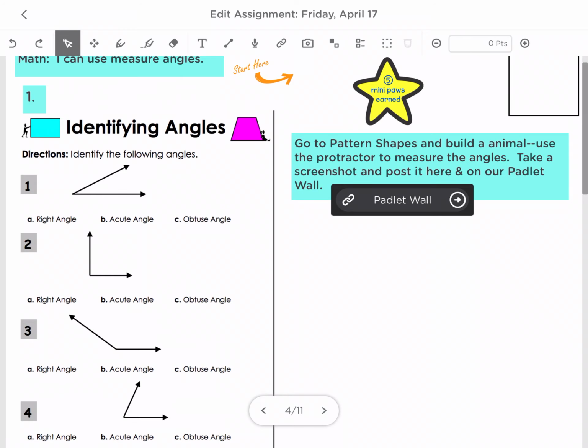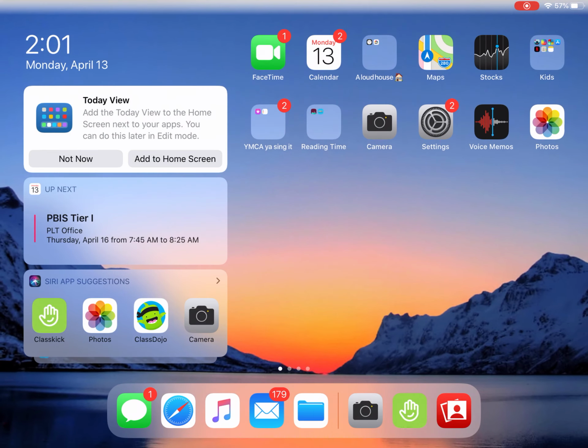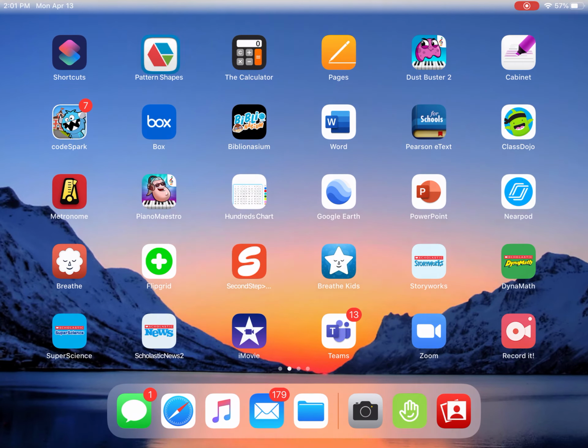If you want to just join me in Pattern Shapes, I'm going to walk you through what we're going to do today. So the first thing we're going to do is build a zoo animal with our pattern blocks. And you can get some inspiration. I'll post some different templates on our ClassKick page, but you can also just Google zoo animals and pattern blocks and you'll get lots of ideas.